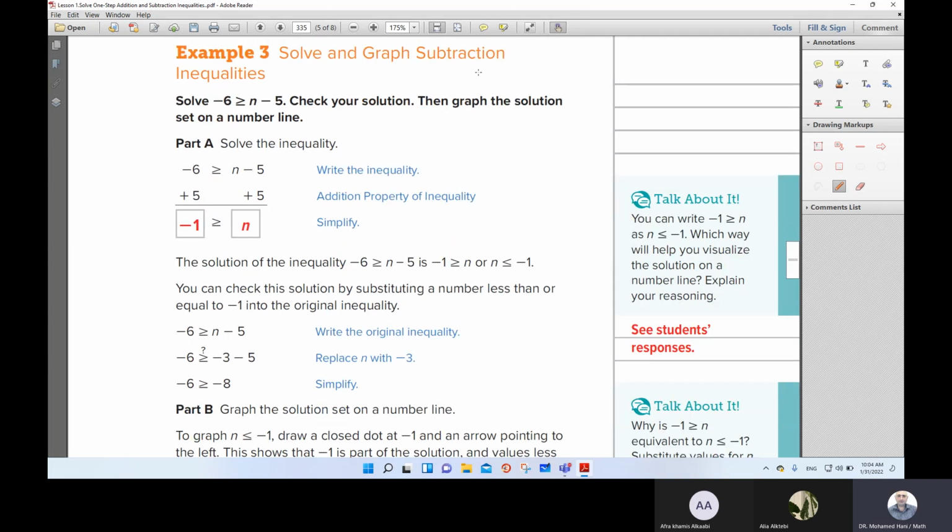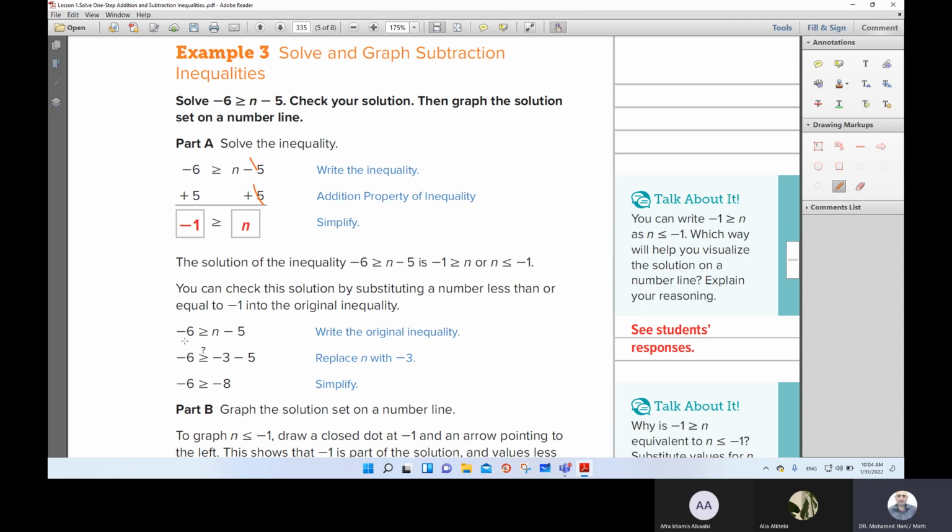Solve and graph subtraction inequalities. Negative 6 greater than or equal n minus 5. Try to remove the constant. So you can add the inverse of negative 5, which will be positive 5. Add positive 5 here and positive 5 here. Negative 5 plus 5 will be 0, remains here n. And negative 6 plus 5 will be negative 1.